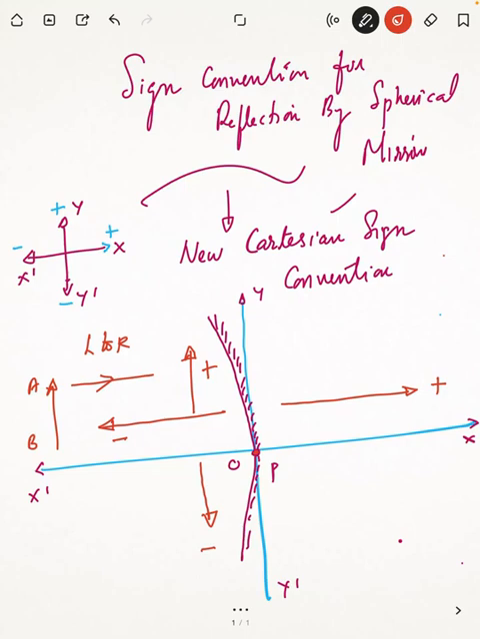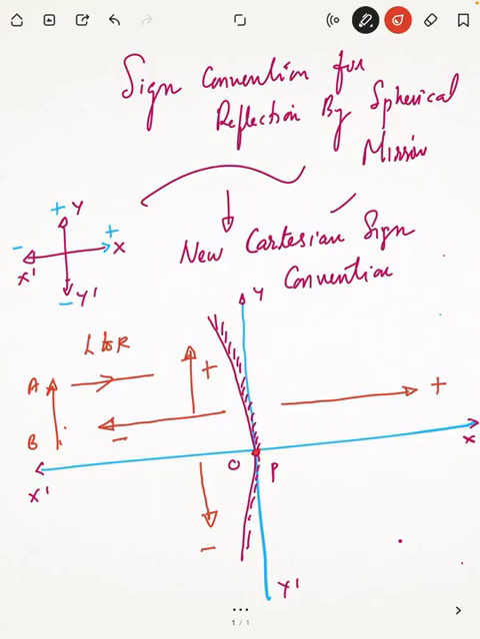What are the important points? I repeat. First point, the pole of the mirror is taken as the origin, that is the point P here, with coordinates 0, 0. Next point, the object is always placed to the left side of the mirror. The object is marked here, left side. That means the light ray from the object falls on the mirror from the left-hand side. Light is traveling from left to right.